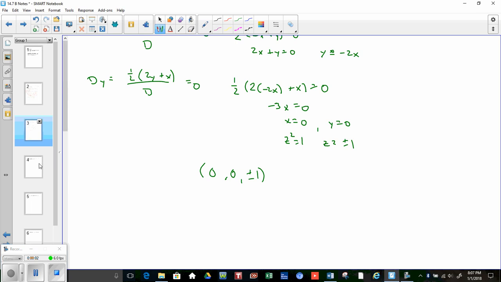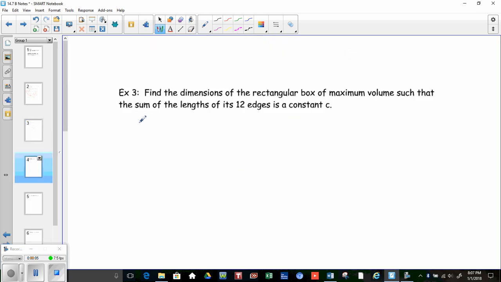Okay, example number 3. Alright, so it says find the dimensions of the rectangular box of maximum volume such that the sum of the lengths of its 12 edges is a constant c.